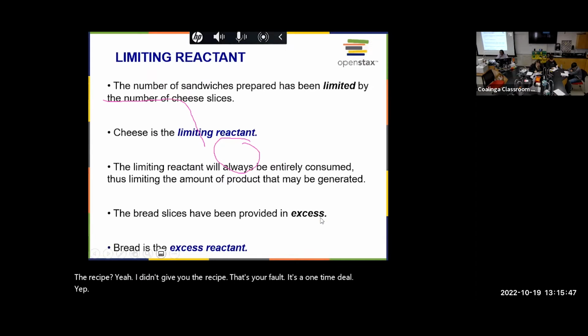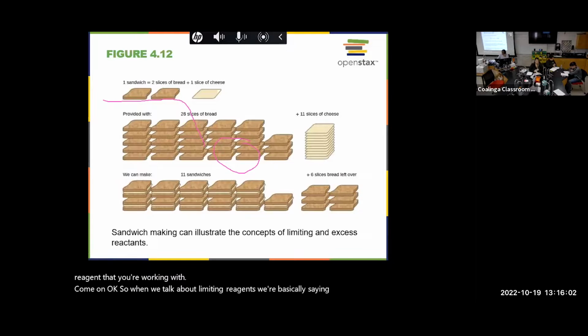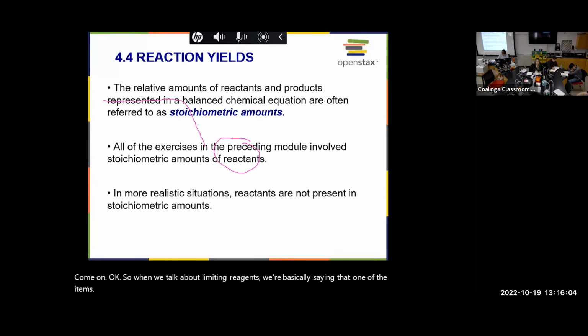Okay, so now let's talk about limiting reactants. I also call it limiting reagents because usually it's a reagent that you're working with. So when we talk about limiting reagents, we're basically saying that one of the items is actually limiting.